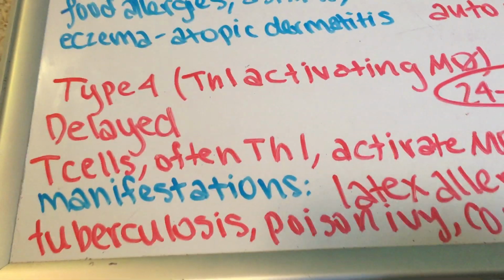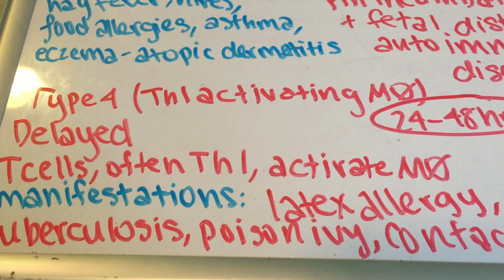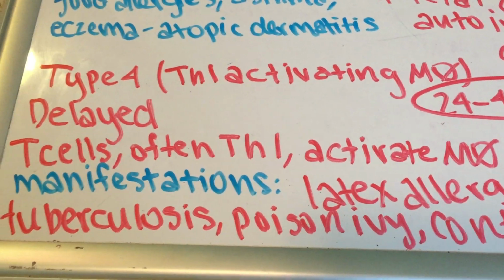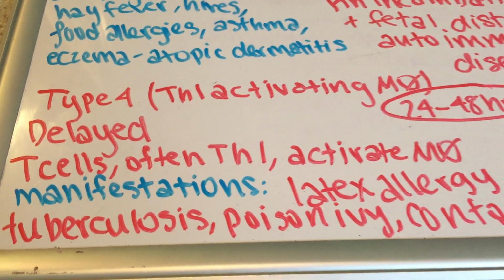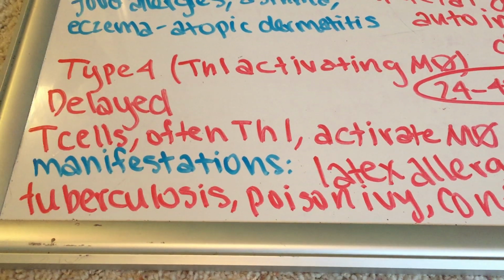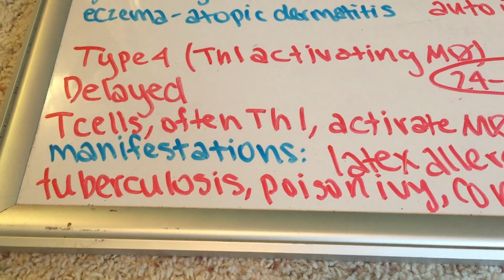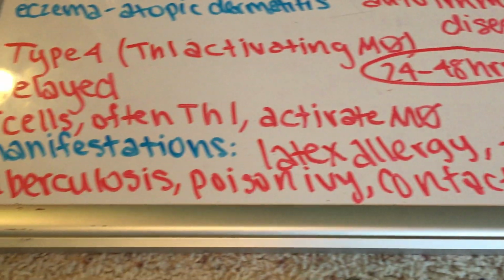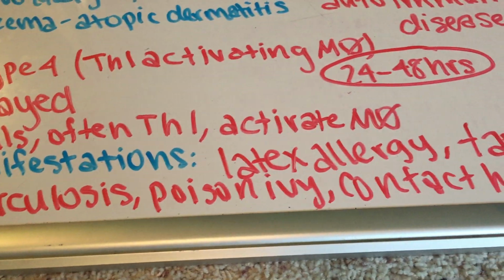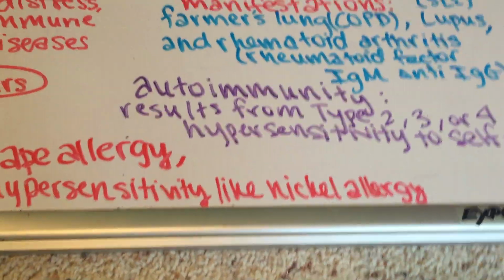The last type is type 4, Th1 activating macrophage, and this type is called delayed because it takes the longest, 24 to 48 hours. In this type, T cells, often Th1, activate macrophages, and there are many manifestations of this, like latex allergy, tape allergy, tuberculosis, poison ivy, and contact hypersensitivity, such as metal allergies like nickel allergy.